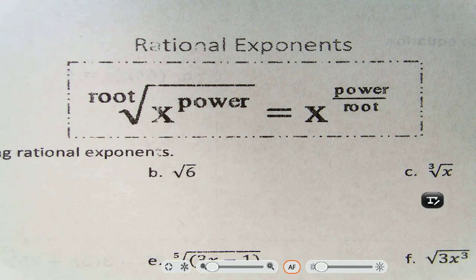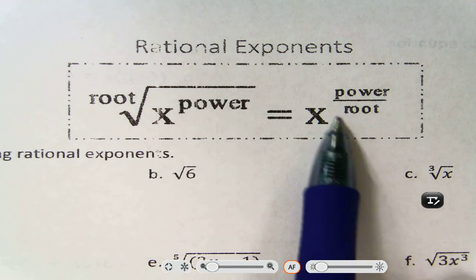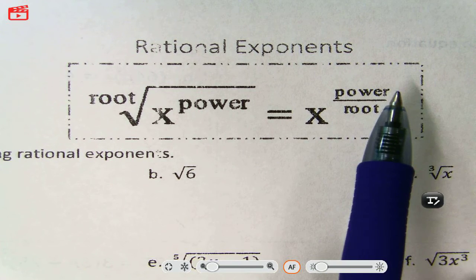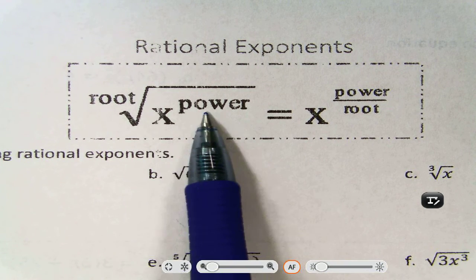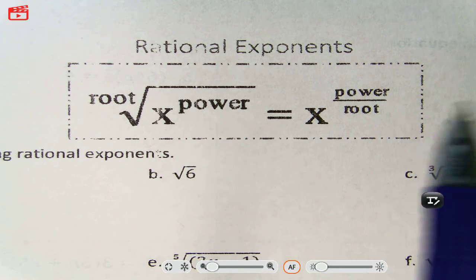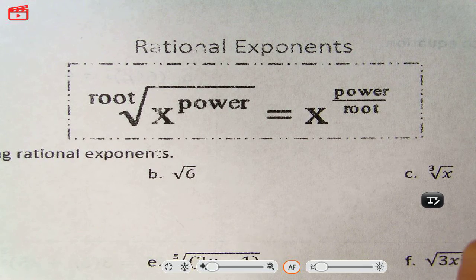All right, we are dealing with rational exponents. That means the exponents are going to be fractions. So the typical exponent you're dealing with, that's the power. So the typical exponent, like x to the fifth, right? So you're used to exponents that are integers.